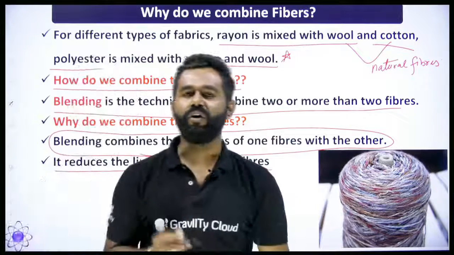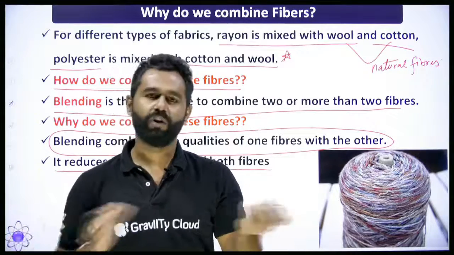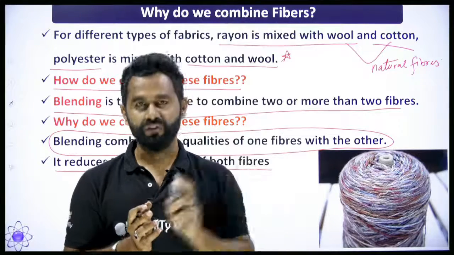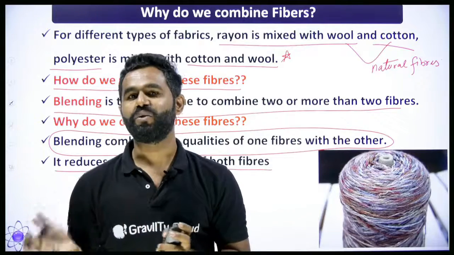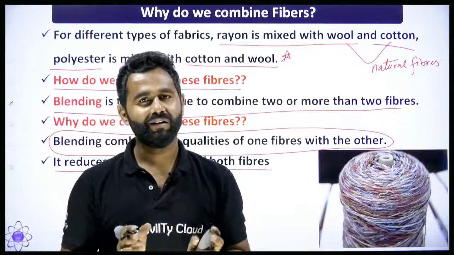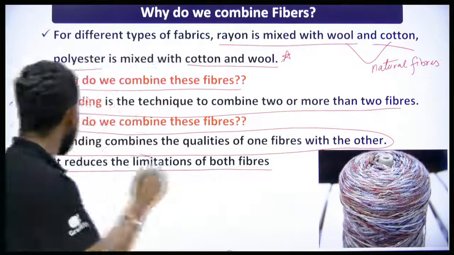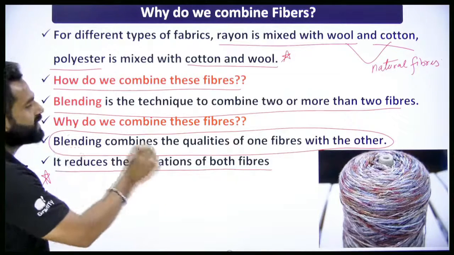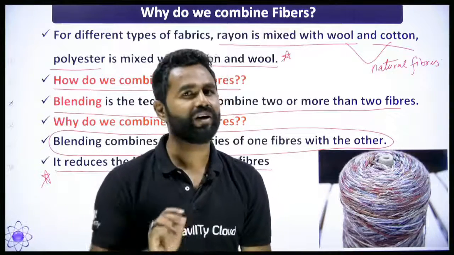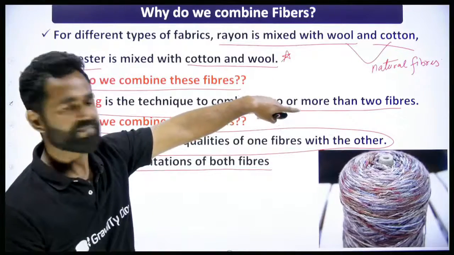For example, one fiber is very weak and one fiber is very strong. So when you combine them, what will happen? The weaker fiber will become stronger, right? And the strong fiber will become even better. Simple. How do we do it? That is more important to understand, right? This point, that it reduces the limitations of both fibers, is very important to understand, because when you understand this, then you will get clarity on why we combine fibers.